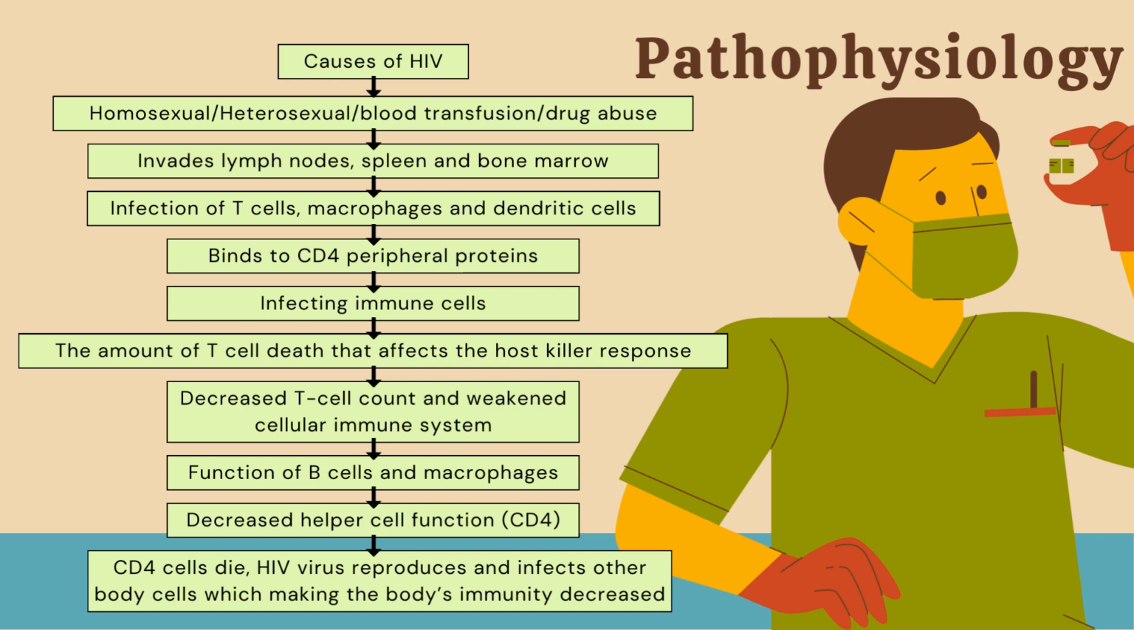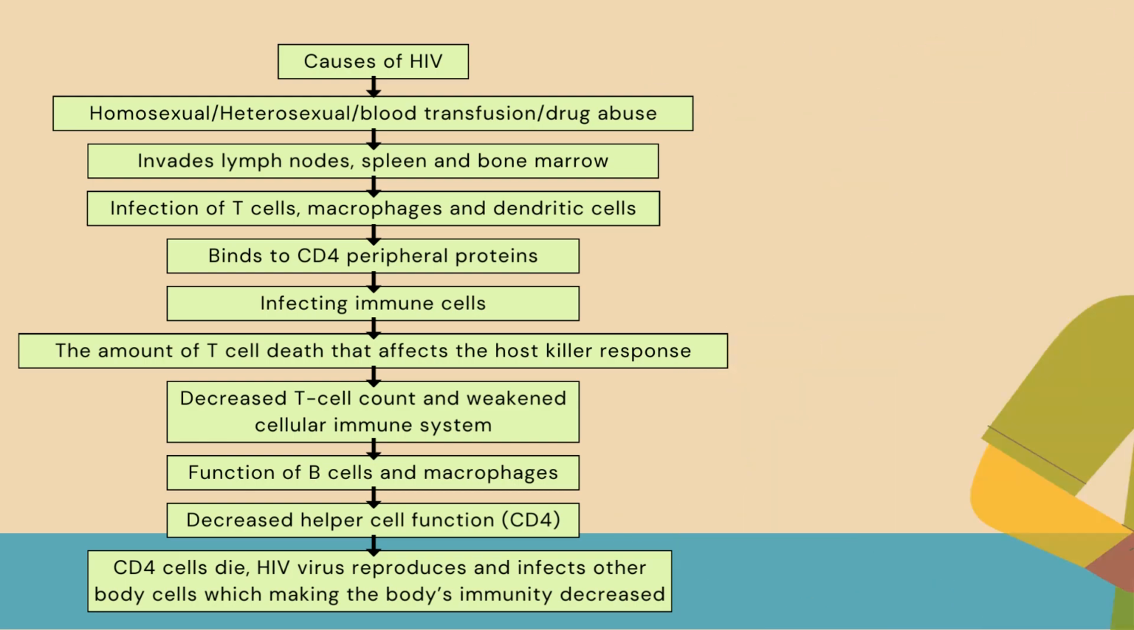The decrease in the number of T cells makes our immune system weaken, so that the function of B cells and macrophages will reduce the function of helper cells or CD4. CD4 cells will die, and the HIV virus reproduces and infects other body cells, making the body's immunity decrease.